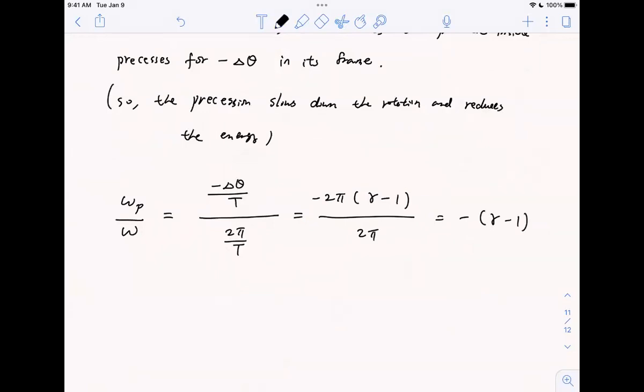Okay, so let's see. So that means omega p equal to negative omega 1, times this.